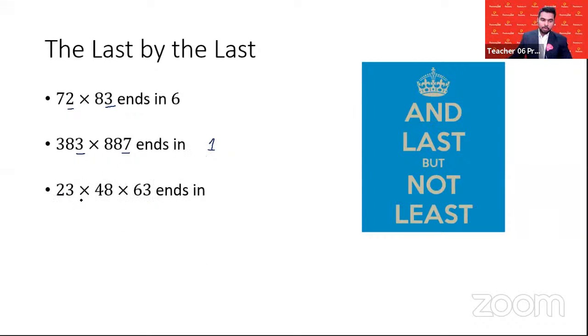What about if you have to multiply 3 numbers? 3 times 8 times 3 you can do. You are just picking out the last digits of each of the numbers. So this is nothing but 9 times 8, which is 72. So 72, I'll skip 7 and write just the last digit, which is 2.